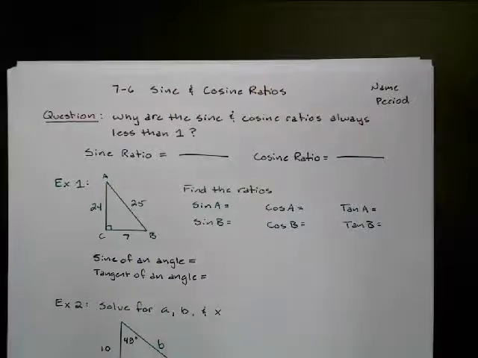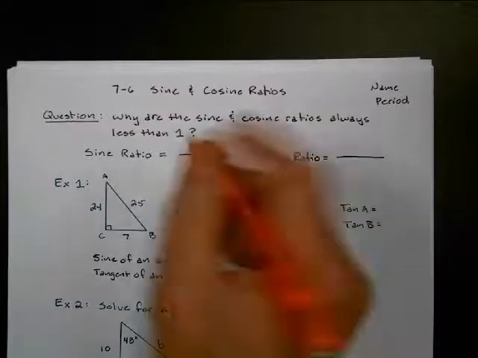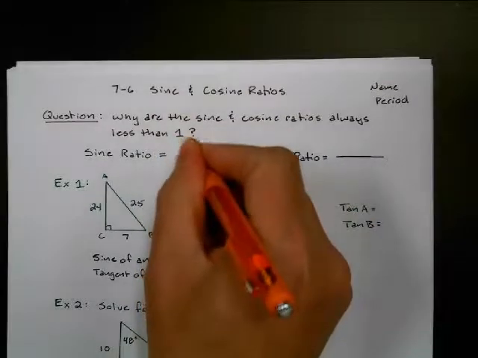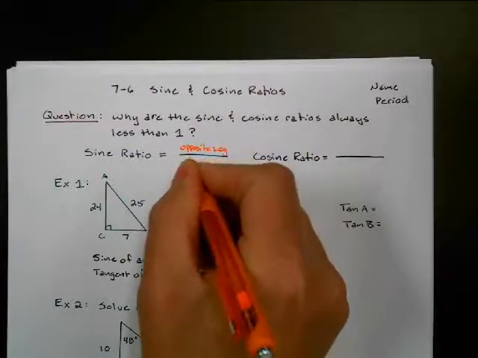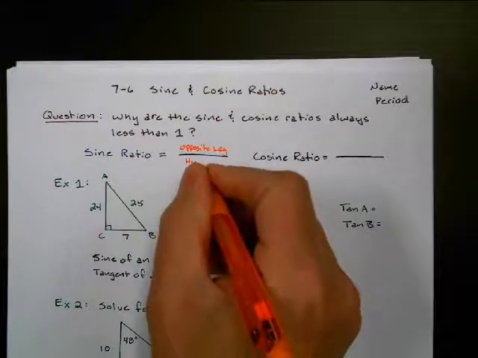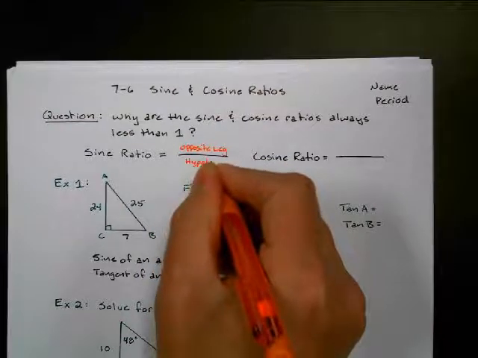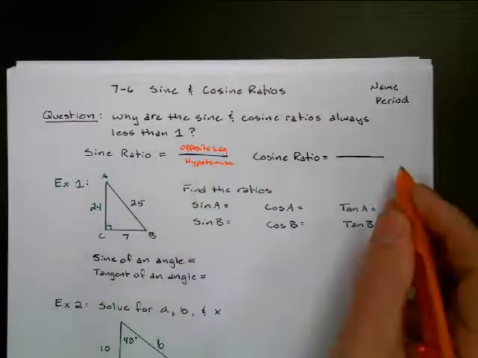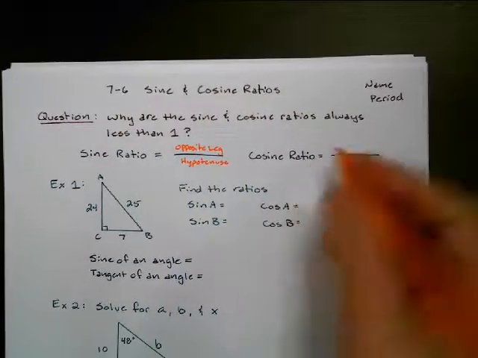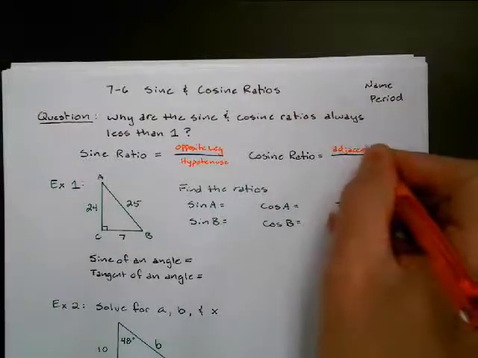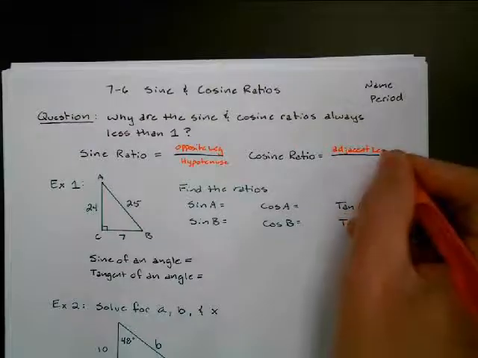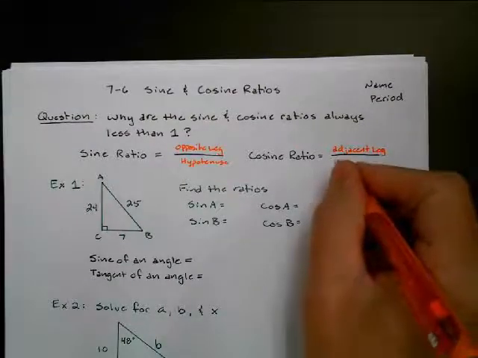So the sine ratio. Now remember, the tangent ratio was opposite leg over the adjacent leg. The sine ratio is the opposite leg over the hypotenuse. Remember, the tangent didn't use the hypotenuse. And the cosine ratio is the adjacent leg over the hypotenuse.